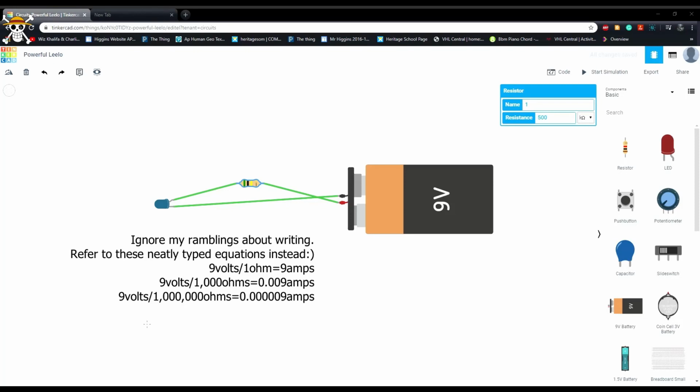So that's our new value of the amount of current that's passing through the circuit if we have a resistor that resists that much. 0.009 amps is the amount of current that's going through the circuit if we have a 1,000 ohm resistor. Okay. We're gonna do one more.